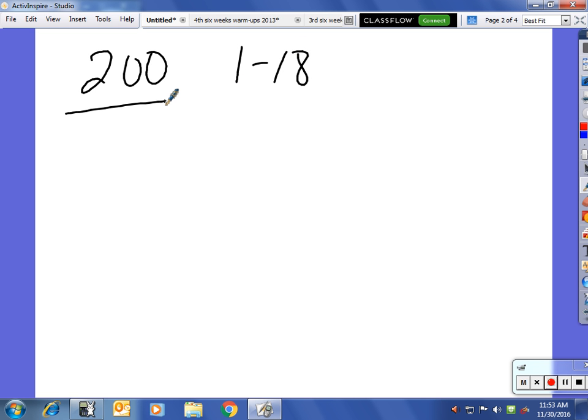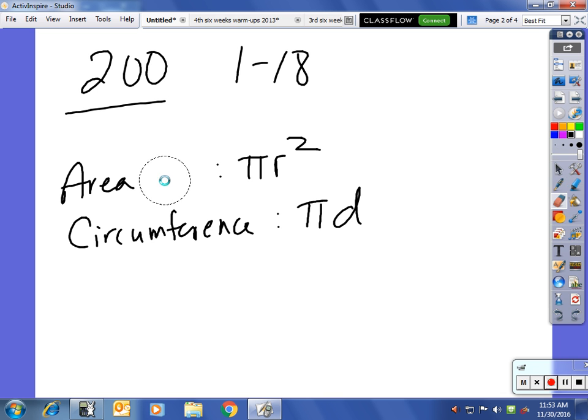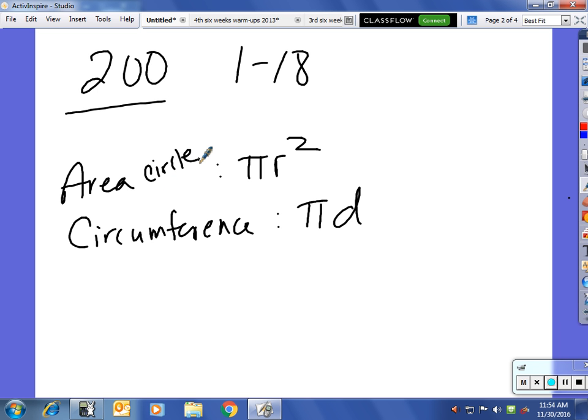Please get out a piece of paper, make an answer column for me. I'm going to go ahead and put the formulas up here. Area of a circle is pi r squared. Circumference of a circle, there's 10 questions, is pi d. It's a circle. Okay, you don't like my picture, you want the word circle. Area of a circle and circumference of a circle.